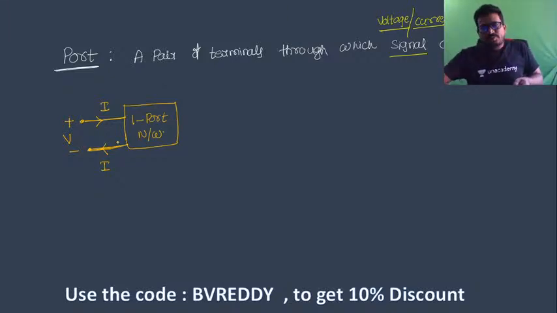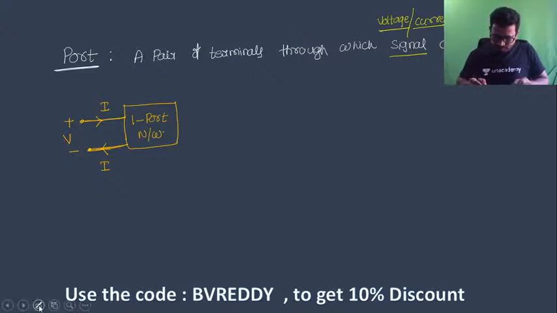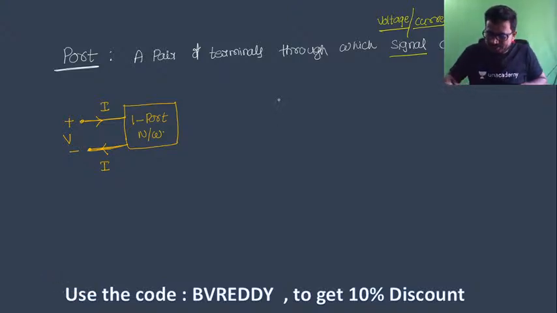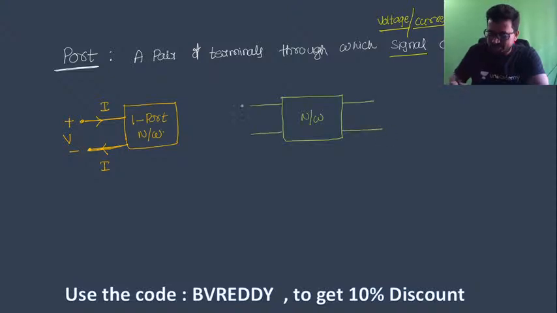This is called a one port network. It has only a single port, right? Consider another type of network like this. This is another network. Let us say this network has ports like this.